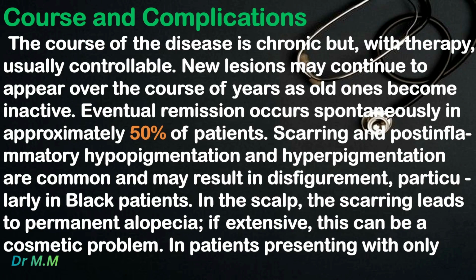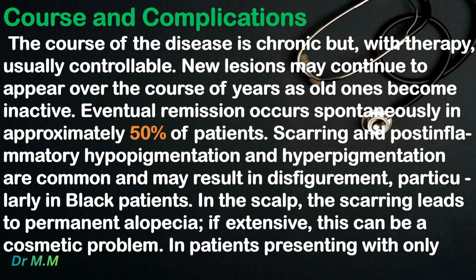Course and complications. The course of the disease is chronic, but with therapy usually controllable. New lesions may continue to appear over the course of years as old ones become inactive. Eventual remission occurs spontaneously in approximately 50% of patients. Scarring and post-inflammatory hypopigmentation and hyperpigmentation are common and may result in disfigurement, particularly in black patients. In the scalp, the scarring leads to permanent alopecia. If extensive, this can be a cosmetic problem.